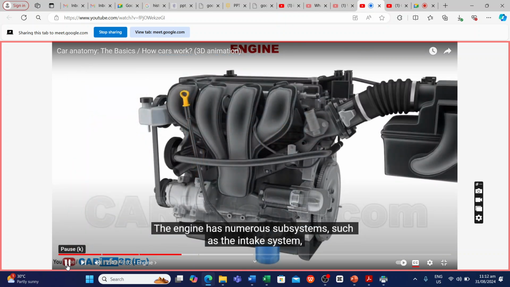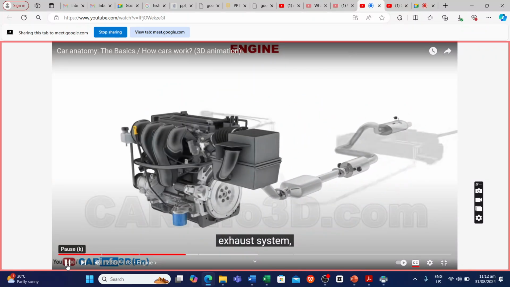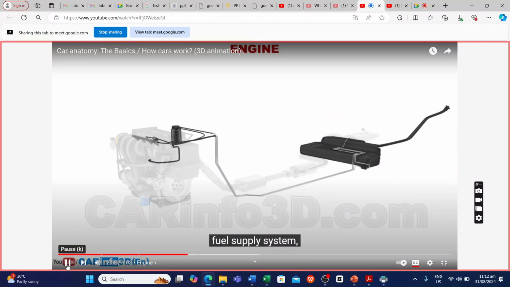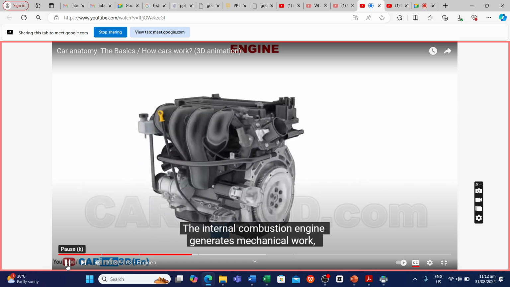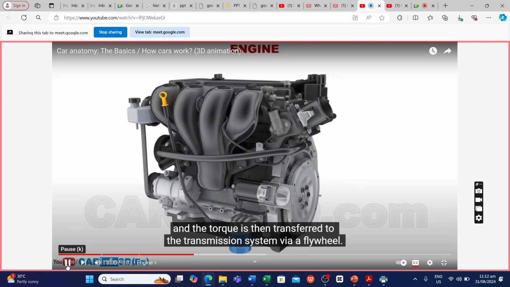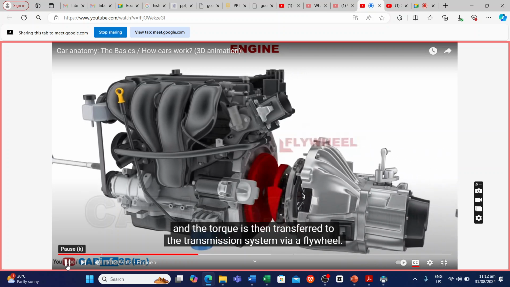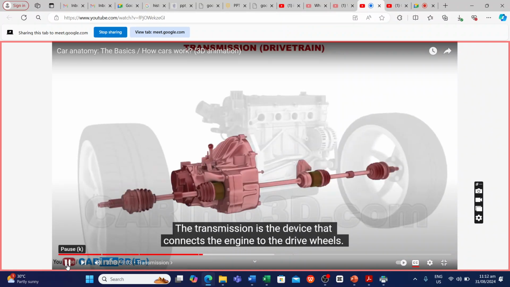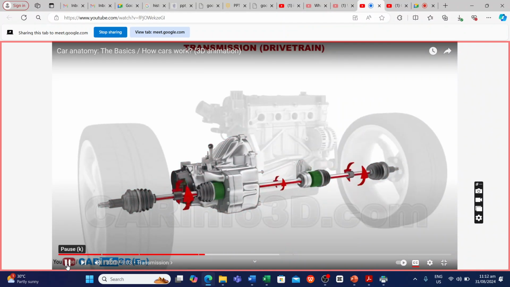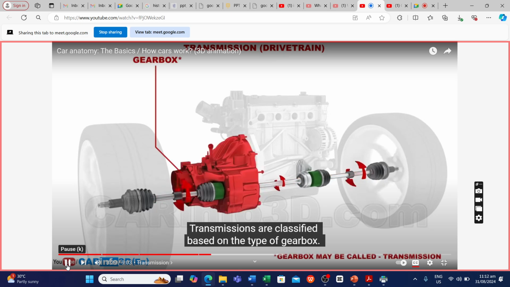The engine has numerous subsystems, such as the intake system, exhaust system, fuel supply system, cooling system, and others. The internal combustion engine generates mechanical work, and the torque is then transferred to the transmission system via a flywheel. The transmission is the device that connects the engine to the drive wheels. It transfers, changes, and distributes torque to the drive wheels. Transmissions are classified based on the type of gearbox.